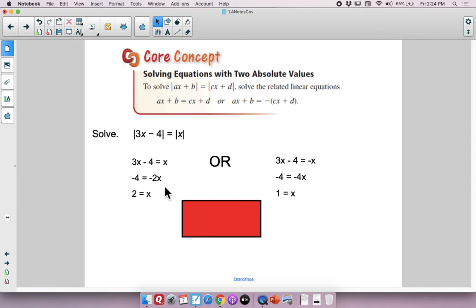Go back to your original and check it. Let's plug 2 in first. 3 times 2 is 6. 6 minus 4 is 2. The absolute value of 2 is 2, so I get 2 on the left side. And when I plug in 2 over here, the absolute value of 2 is 2. 2 equals 2, so that one checks. Here, if I plug in 1, 3 times 1 is 3, minus 4 is negative 1. The absolute value of that is positive 1. And when I plug in 1 here, the absolute value of 1 is 1. 1 equals 1, so they both check. Check, check. Our solution is 1, 2.